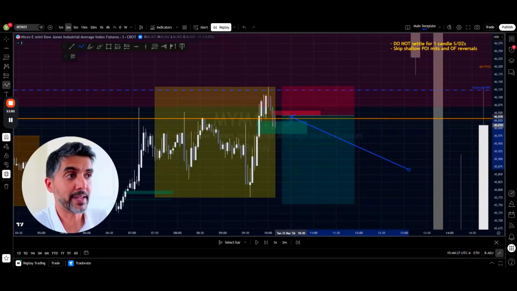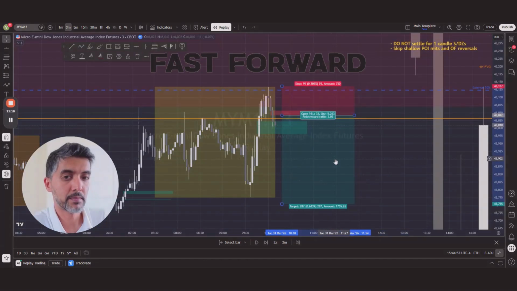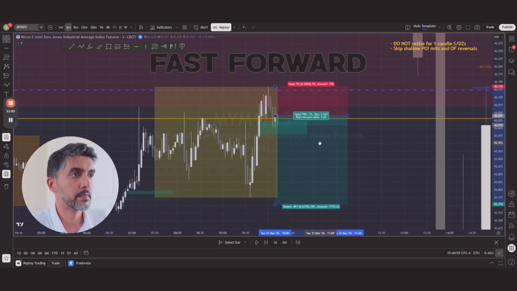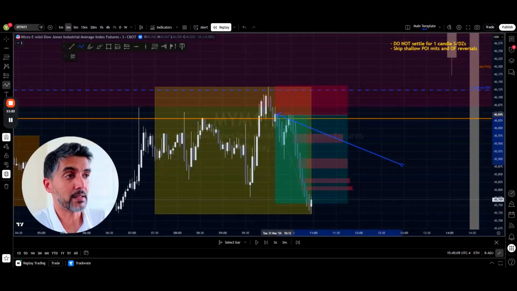I can place my entry there and place my stops above this high right here. I can target a standard 3R, which coincides nicely with the present New York low, a key piece of liquidity that could be taken. Let's play price forward to see what happens. We get tagged in almost immediately and start to move away.